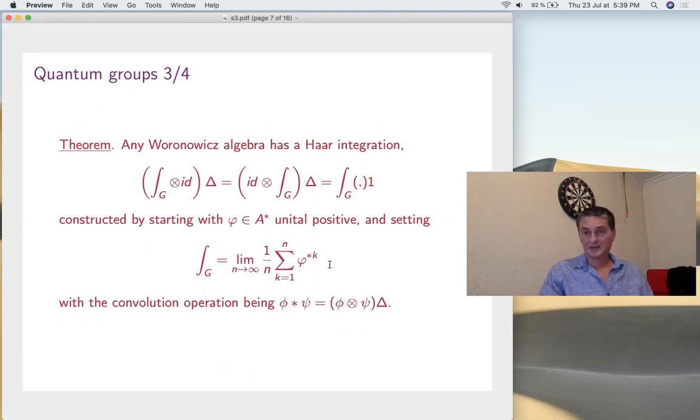So it's exactly as in the classical case, the statement. That's what you're looking for, a measure which is left and right invariant, an integration. And for constructing it, you start with the positive formula and you do this as a limit of convolutions. But proving that this converges and that it's independent of phi and everything is a bit technical, and that was proved by Voronovich after some efforts.